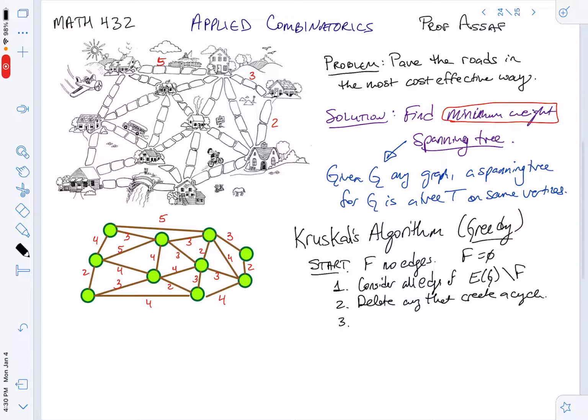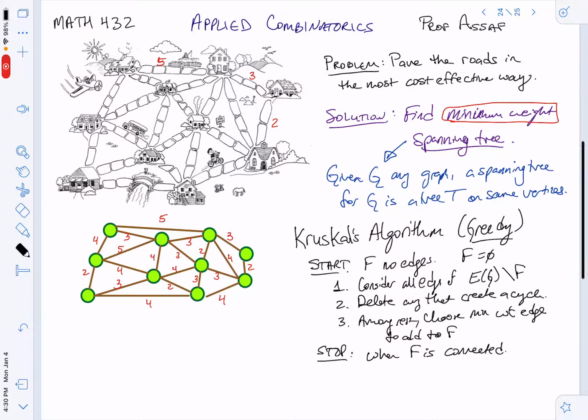And then among the rest, choose a minimum weight edge to add to F. And then when do we stop? Stop when F is connected. So when the edges I get are connected.